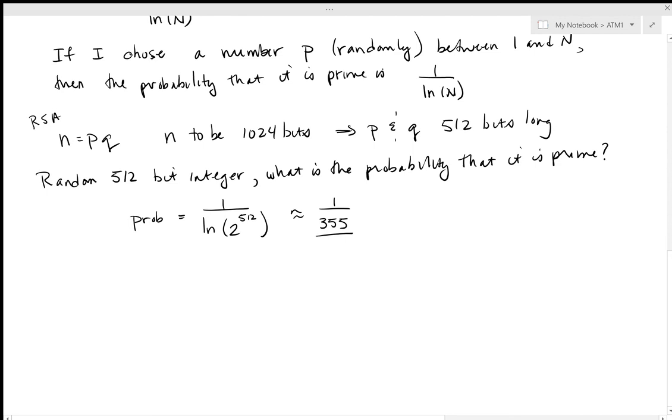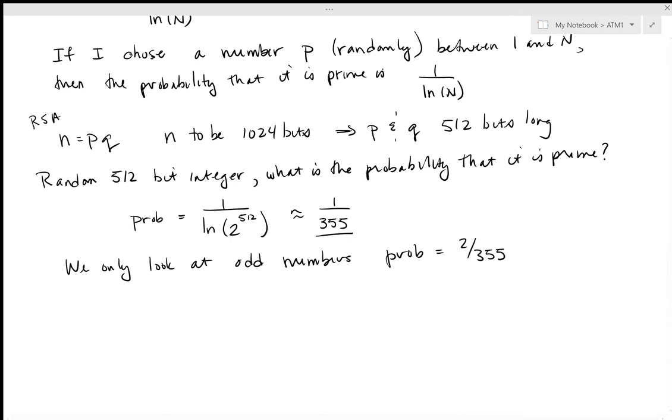But let us just say that we've got these random numbers. We ask our random number generator, please give me a random number this large. We get back a number and it's even. Well, we're not going to waste time testing to see if it's prime, because it's obviously divisible by 2. So that in fact increases our probability. We only look at odd numbers. And so that increases the probability that the one we've selected is prime to 2 in 355. So then we're looking at somewhere in the order of 180 numbers, and we expect to find one that's prime.